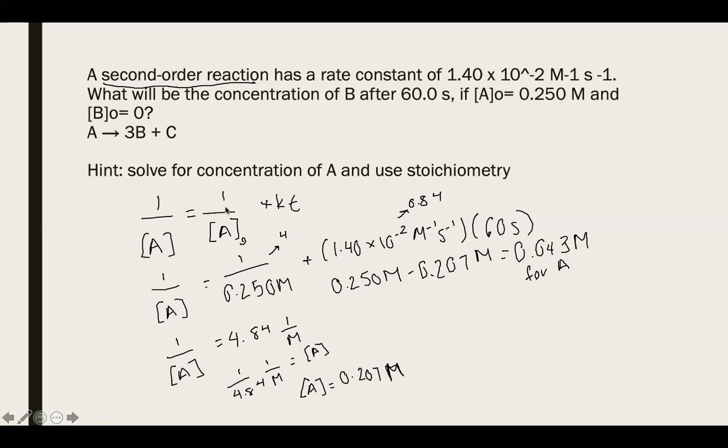But we have to consider that every time the reaction runs, 1 mole of A is consumed, but 3 moles of B are created. So in order to actually get how much B is created, you have to do stoichiometry. So you have 0.043 moles A for every 1 mole reaction, but for every 1 mole A in the reaction, there's going to be 3 moles of B.